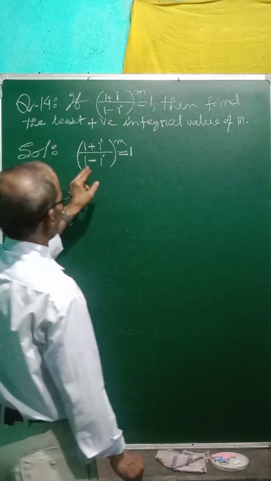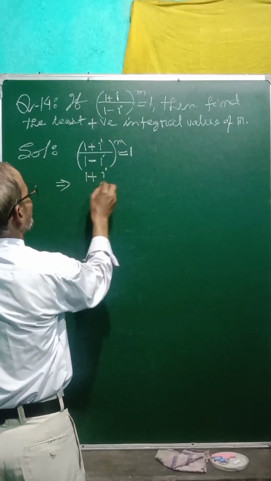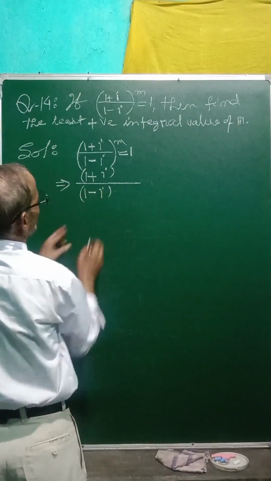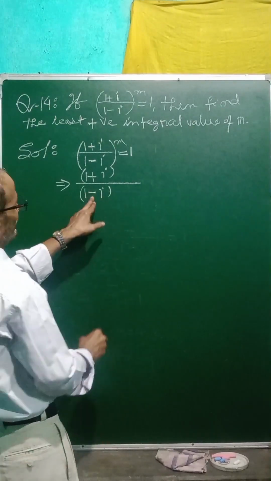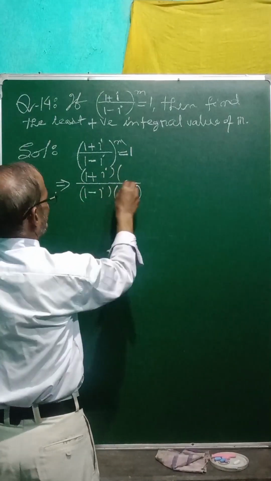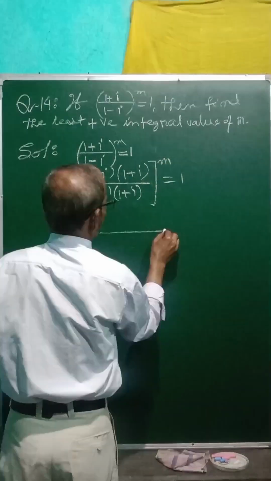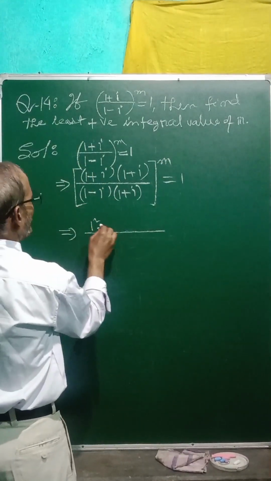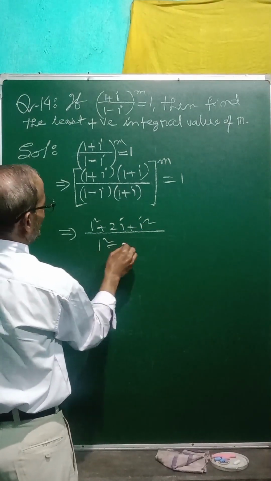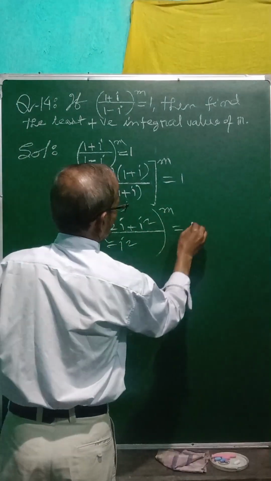Solution: ((1 + i)/(1 − i)) to the power m is equal to 1. This implies we multiply (1 + i)/(1 − i) by its conjugate 1 + i, so there also we get (1 + i), all to the power m equals 1. On simplification, ((1² + 2i + i²)/(1² − i²)) all to the power m is equal to 1.